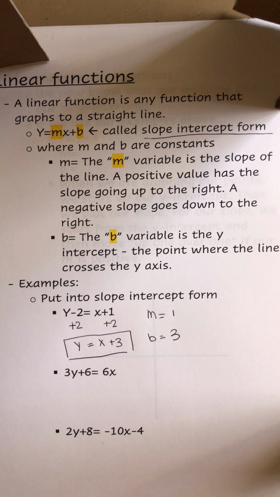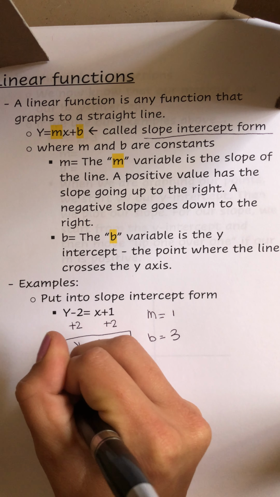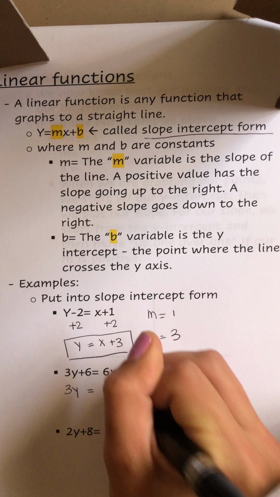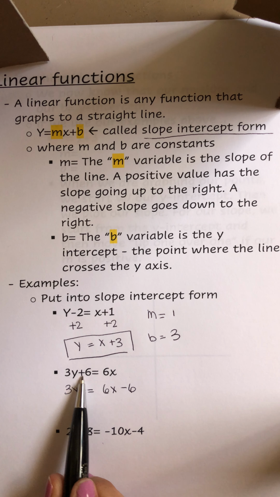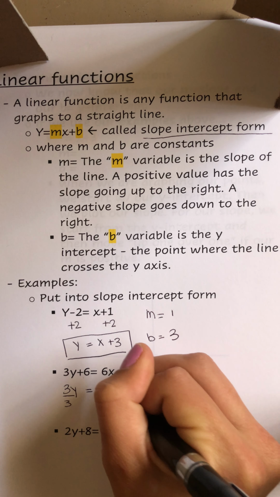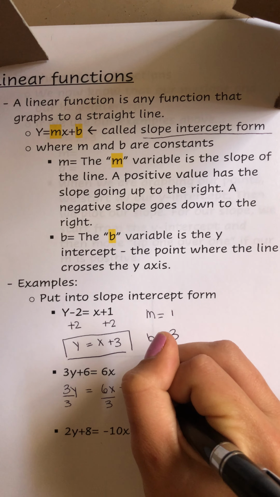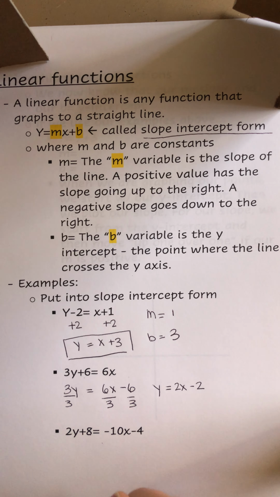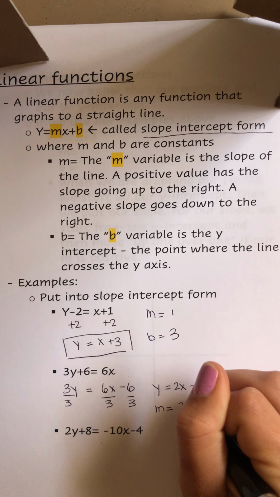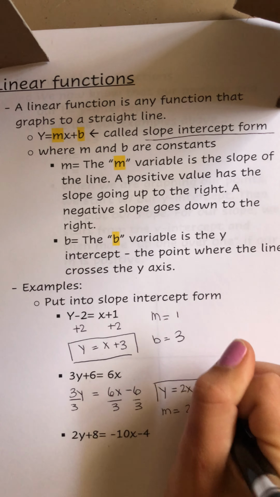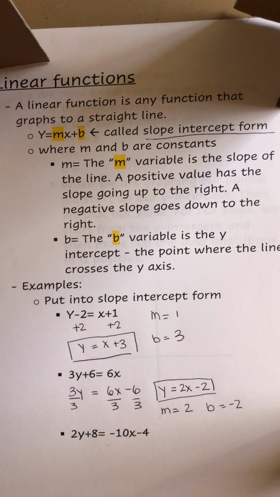Alright, so it should be something like this. 3y equals 6x minus 6 because we subtracted 6 on both sides. Then we're going to divide our 3 over. Alright, then we get our y equals 2x minus 2. So our m is going to be 2, and our b is going to be negative 2. Something like that, alright?